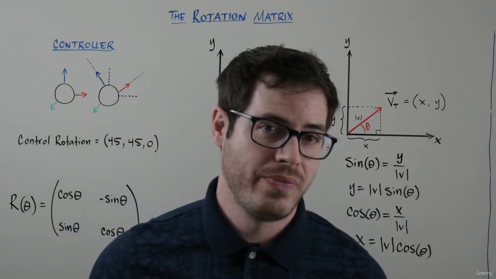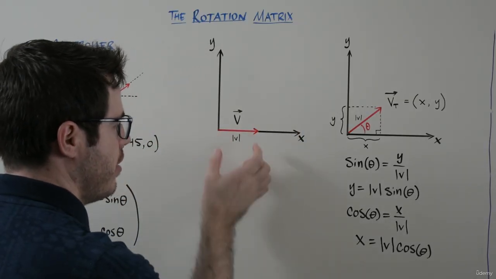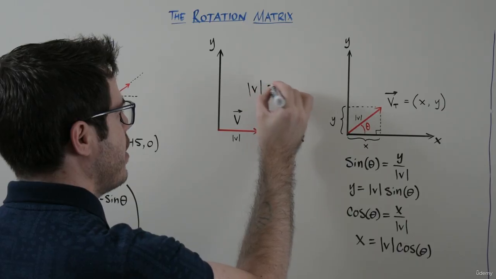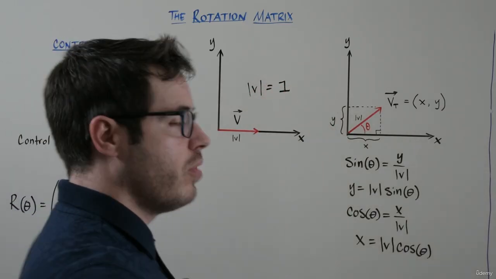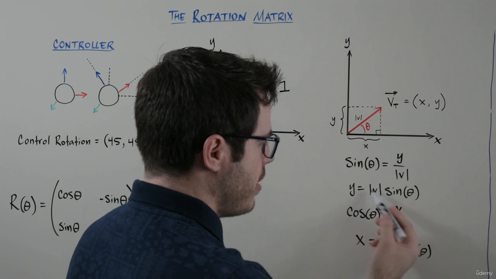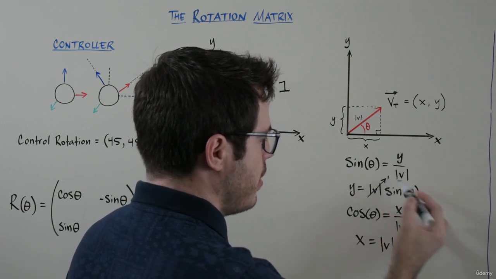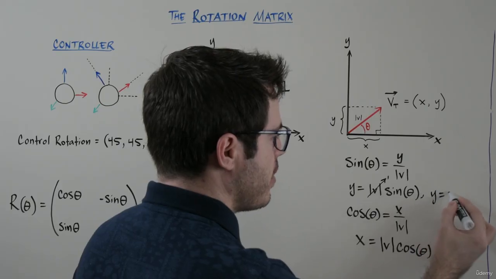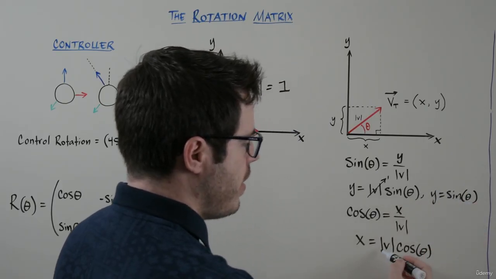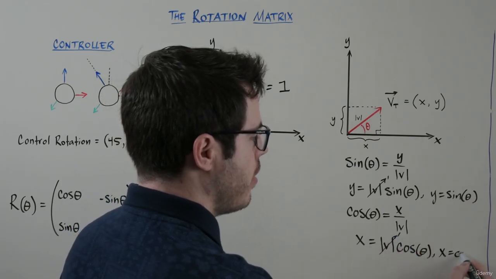Well, I'll show you. Let's consider for a moment that v is a unit vector, which means that its magnitude, the magnitude of v, is simply 1. Well, in that case, we know that y equals the magnitude times sine of theta really just means that since v is 1, y equals sine of theta. And if v is 1 here, then we know that x is cosine of theta.